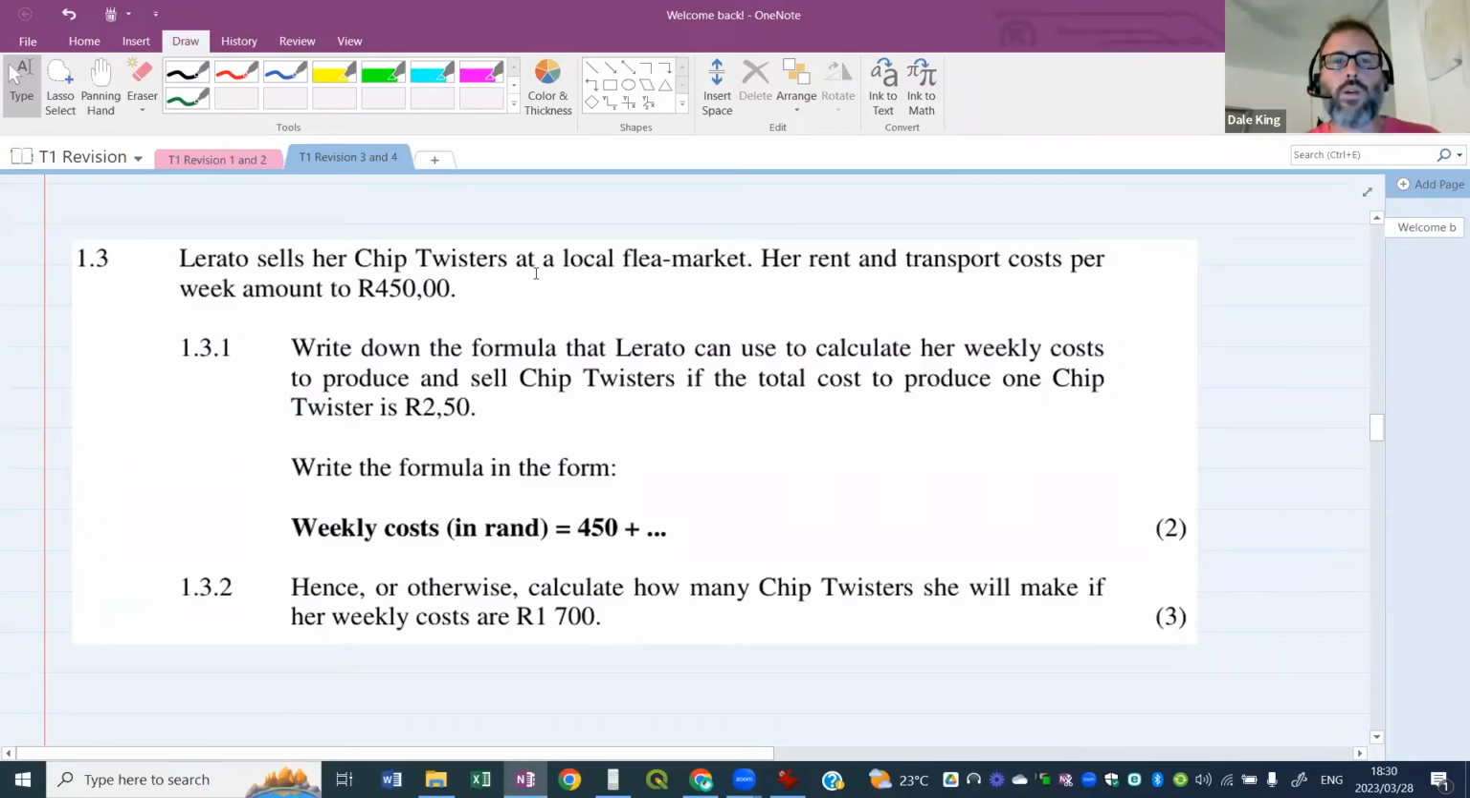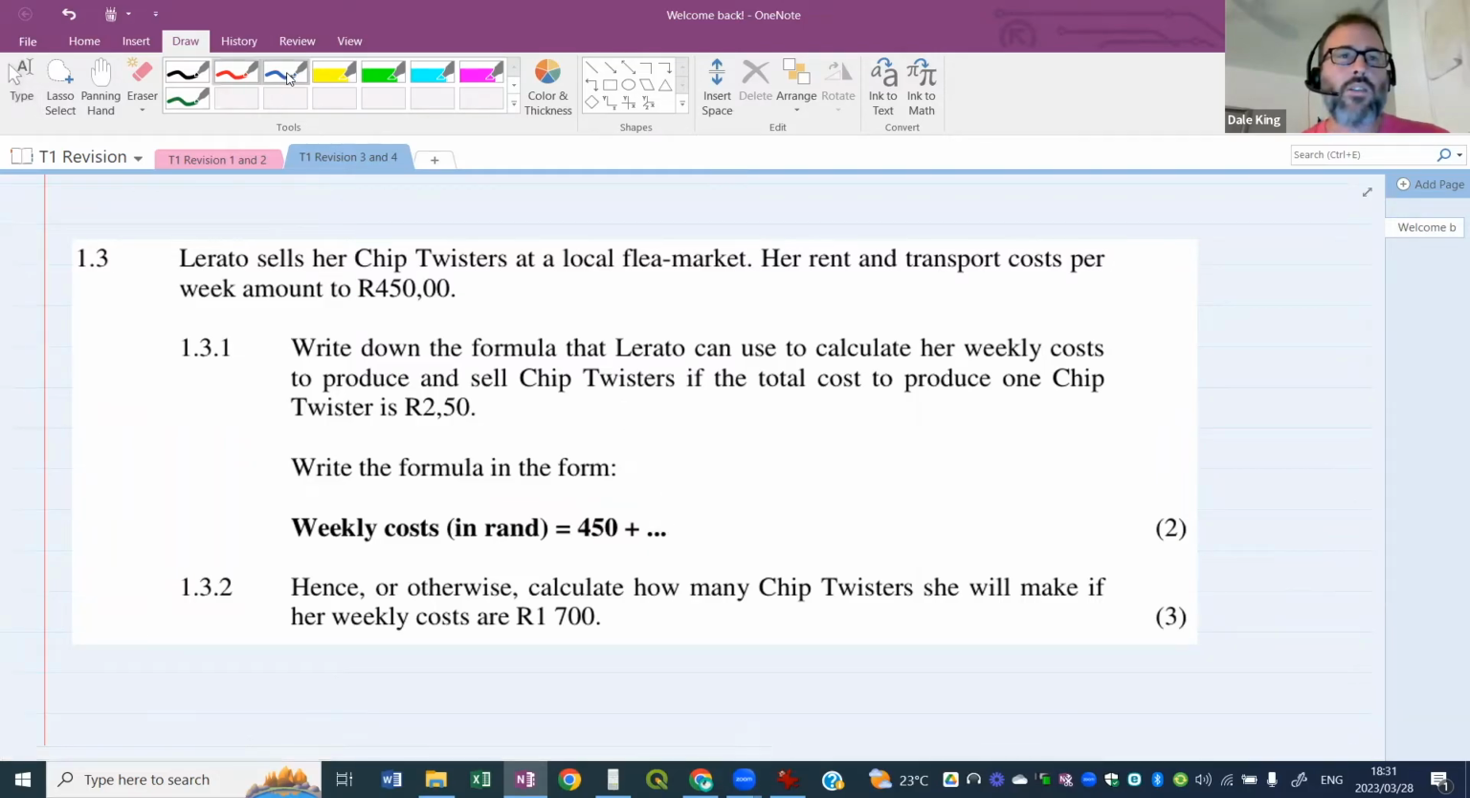So let's have a look at 131. Write down the formula that Lorata can use to calculate her weekly costs to produce and sell chip twisters. If the total cost to produce one chip twister is 2.50 Rand, write the formula in the form: weekly costs equals 450 Rand plus something. So we're creating a formula here, just like we did in the previous example, to work out her weekly costs. It's 450 Rand plus something.